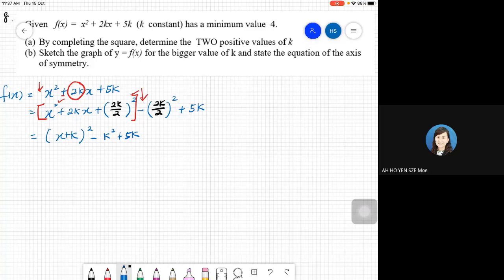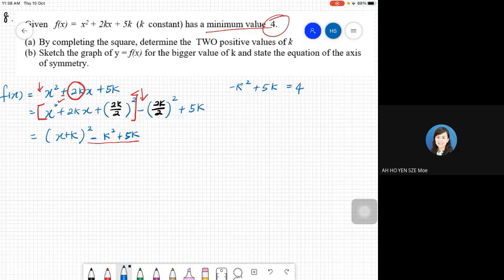So after this, the next step you need to do is you see the question has a minimum value of 4. Here. So just now when we did revision, the minimum value of 4, which is the behind here, this one, is to find or determine your minimum value. Why minimum value? Because A is positive. So we compare the value to get your value of K. So we write back negative k square plus 5k equal to 4.